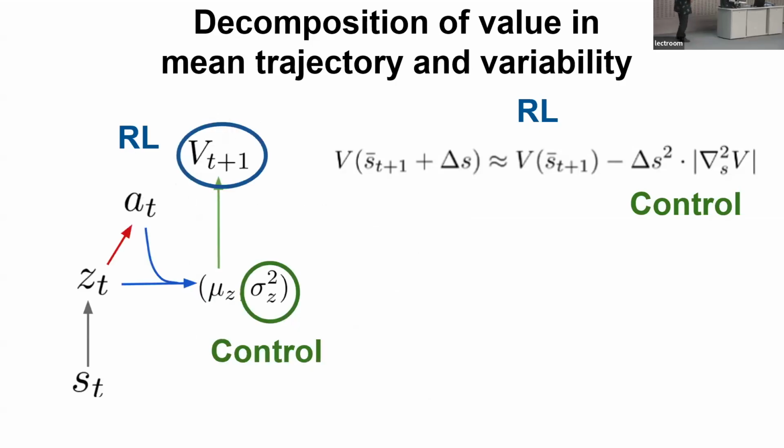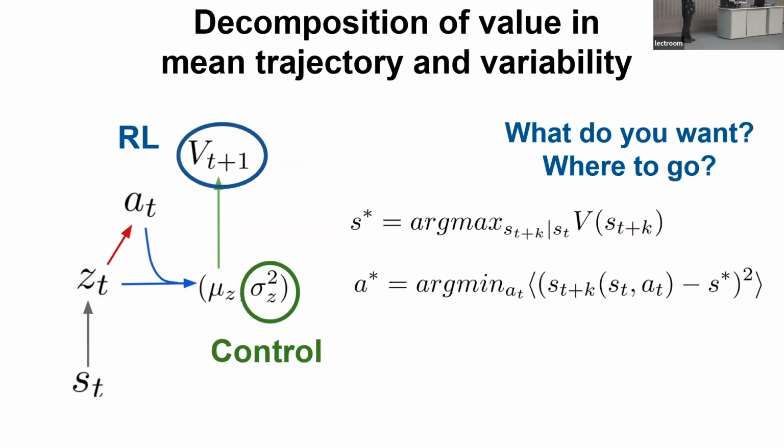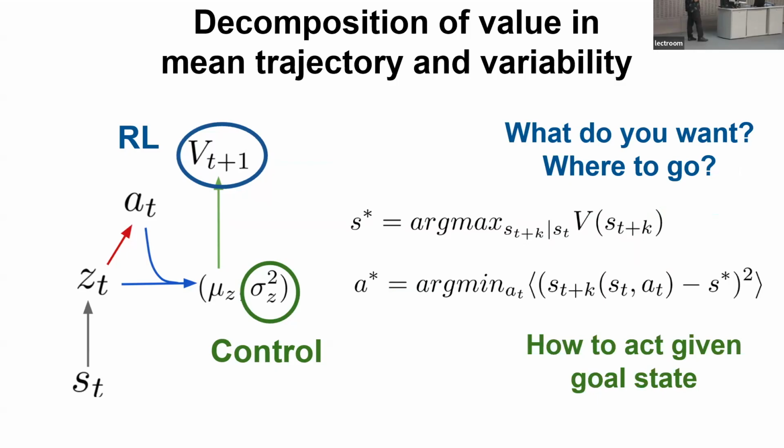So in a cartoon like this, you still have RL maximizing value, and control will minimize the variability around where it predicts to be, without actually knowing that you're maximizing value. It just takes the baseline as given. So again, the RL will be more where you want to go, what you want, and the controller makes sure you do that with precision.